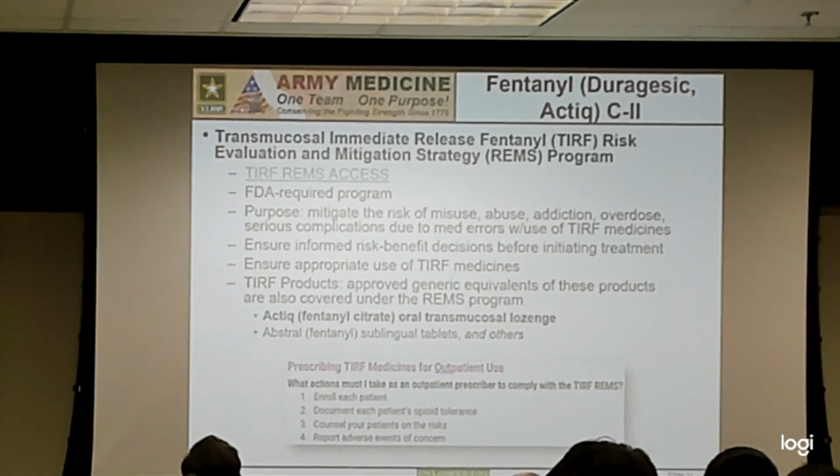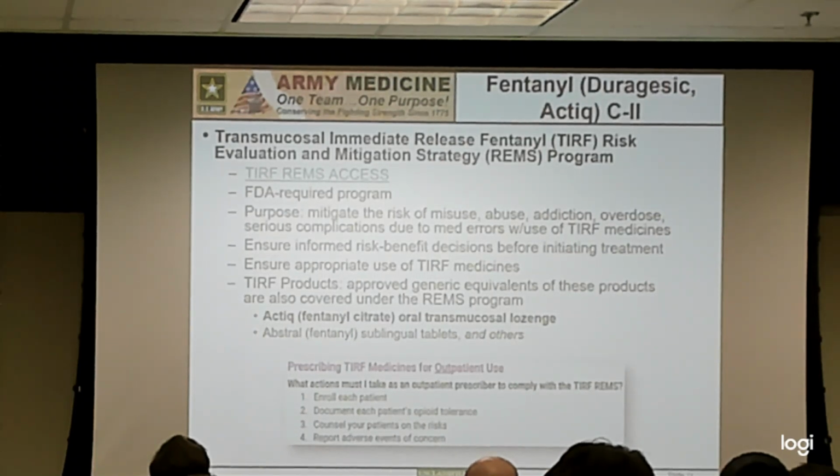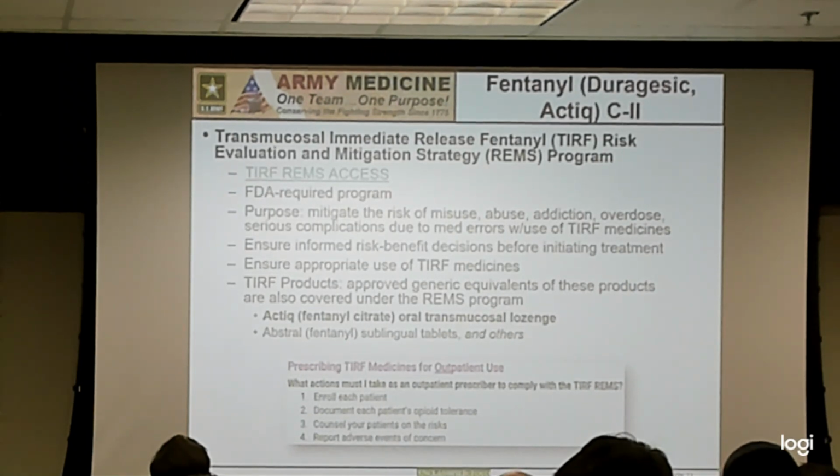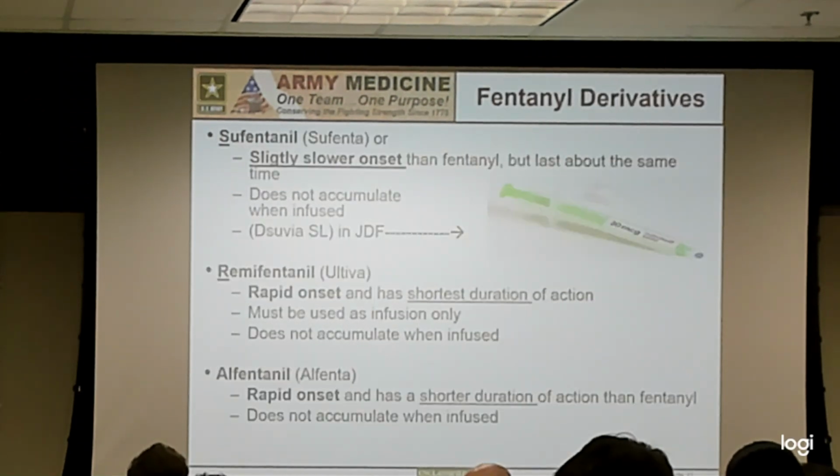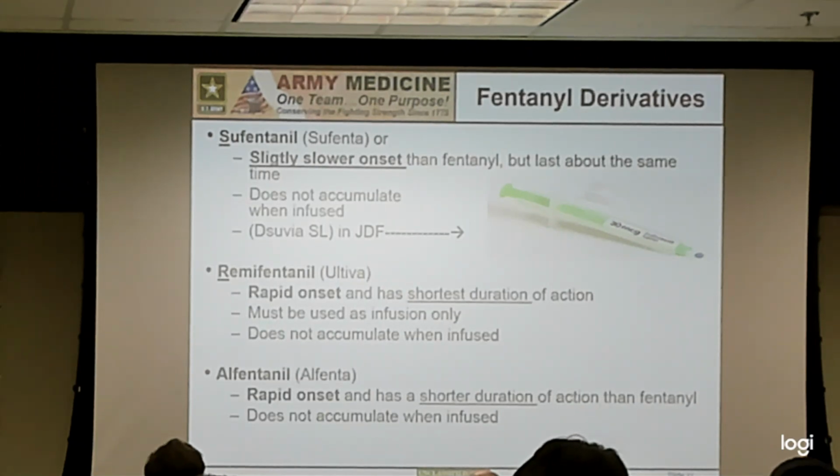So your TIRF, or your transmucosal immediate release fentanyl, is only for your lollipop, and it's just the REMS program specifically for that. We already talked about this, remembering that the patient, the doctor, and the pharmacy all have to register for that REMS program. Here are our derivatives that we have. So your sufentanil, your remifentanil, and your alfentanil.